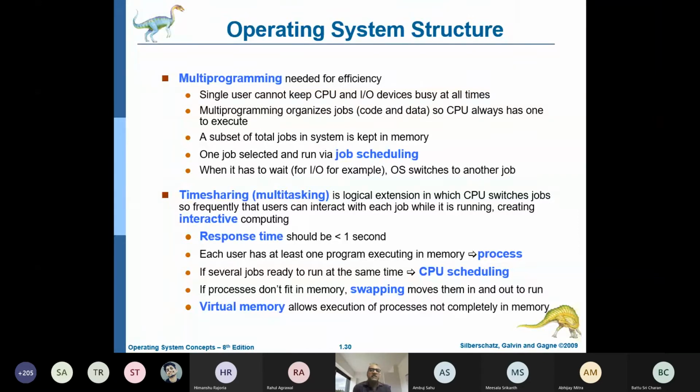The other aspect is that, given a system with a multiprocessor or a single processor, how do we make it more effective using the multi-programming concept? The simple idea is that a single user cannot keep the CPU or IO devices busy or effective at all times. That's where the multi-programming concept comes in. Here the system organizes the jobs so that the CPU will execute one after another.